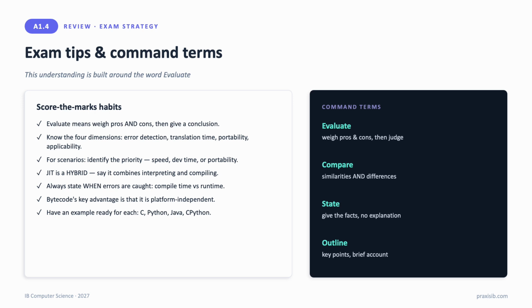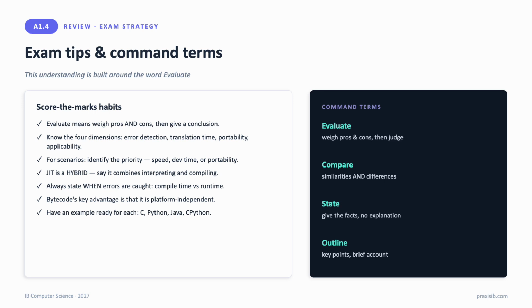Fifth, always state when errors are caught. It is compile time for compiled languages. It is runtime for the rest. Sixth, remember the main advantage of bytecode. It is platform independent. And finally, have one example ready for each method. Use C for compiled, use Python for interpreted. Use Java for JIT, use CPython for bytecode.